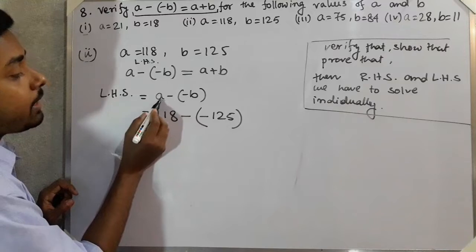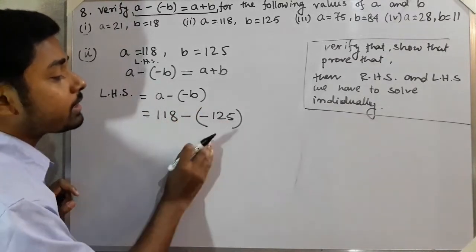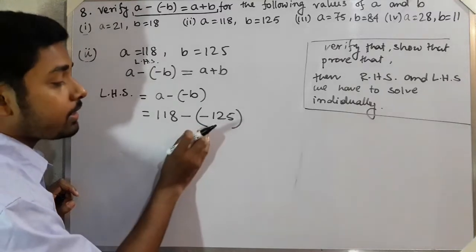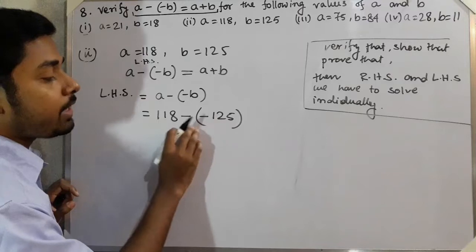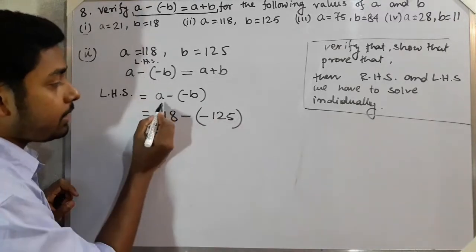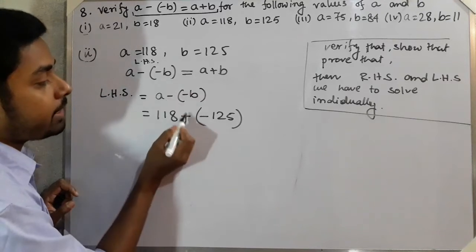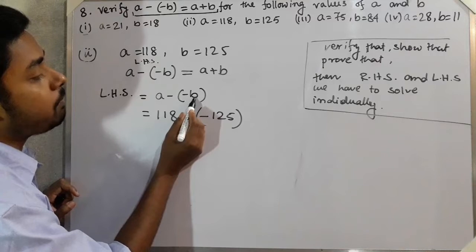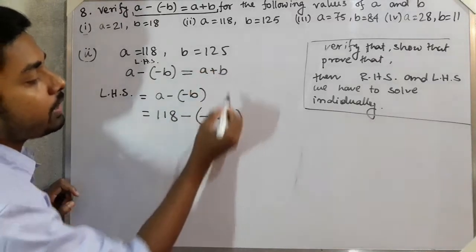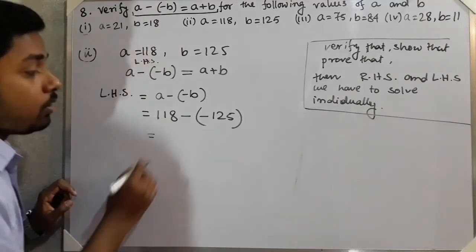We have written the values of a and b, and except for b and a, all the things remain the same. You can see here at the place of a we have written 118, then minus, then bracket, then again minus, then at the place of b we have written the value of b, 125, then bracket close. Is that clear? Now we have to solve it.